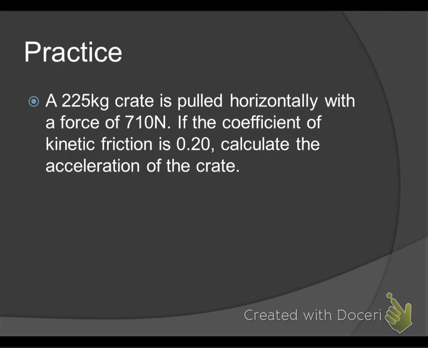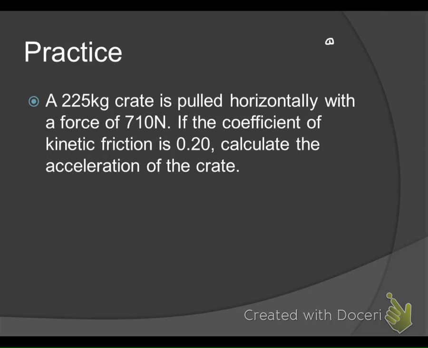Our next one says a 225 kilogram crate is pulled horizontally with a force of 710 newtons. If the coefficient of kinetic friction is 0.20, calculate the acceleration of the crate. This problem is not walking us through step by step like the last one was. That's why we need to know the steps that go into that, or know our overall goal here. So the acceleration that it's asking us to calculate, do you think we're looking for horizontal acceleration or vertical acceleration? Yeah, horizontal. We're not lifting the box up, we're pulling it to the side. So we're looking at horizontal acceleration here.